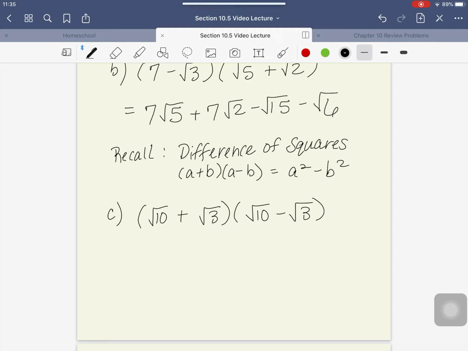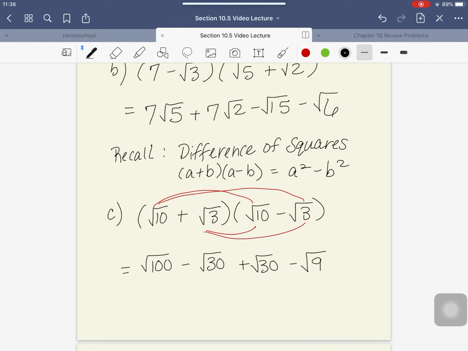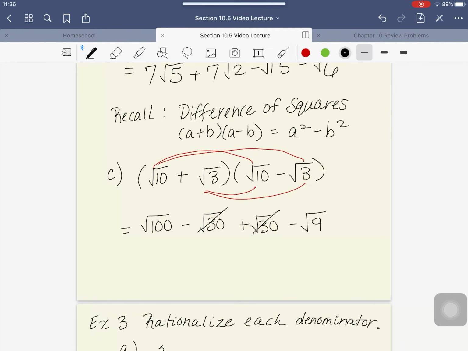And you can still use FOIL on this, but just know that since this is a difference of squares, you're going to have some terms to cancel out. All right, so let's do first, outer, inner, last. And we will get the square root of 100 minus the square root of 30 plus the square root of 30 minus the square root of 9. So this minus square root of 30 plus square root of 30, that's going to cancel out. So I'm left with the square root of 100 minus the square root of 9. The square root of 100 is 10. The square root of 9 is 3. And 10 minus 3 is 7.